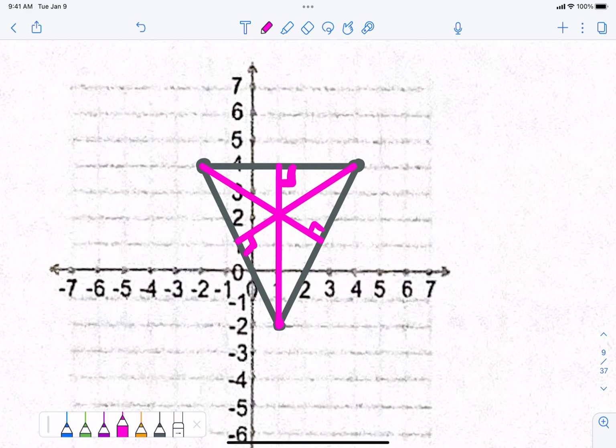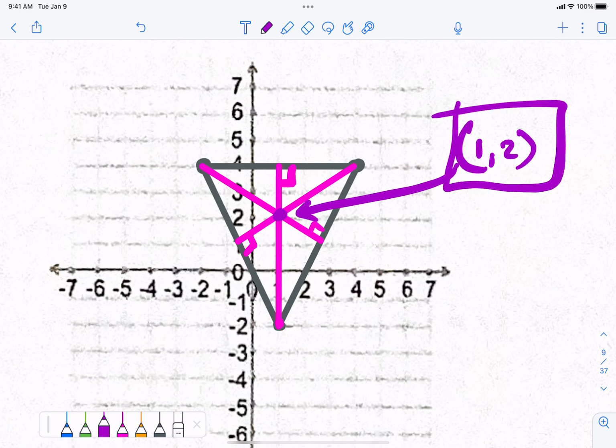There's no real formula or anything for finding the orthocenter, like the centroid was a 2/3, 1/3 thing. There's not really that special thing going on here, so we're just gonna eyeball it and try to figure out where this orthocenter is. 1, 2, you think? I'm gonna say that's probably pretty darn close. As long as you're pretty darn close, I'll take it. 1, 2. Does that sound good?